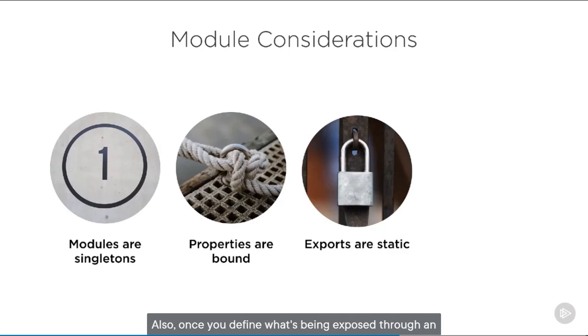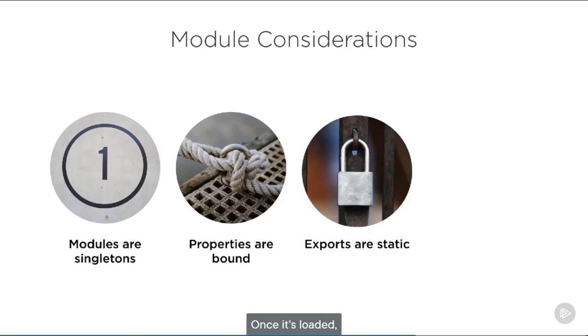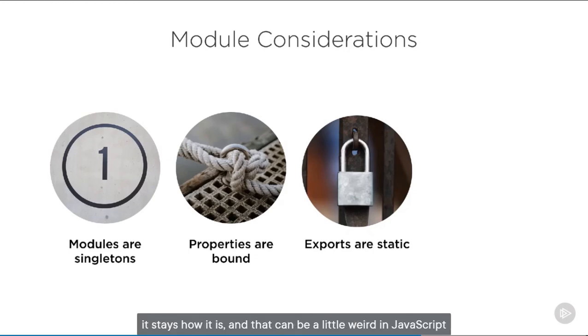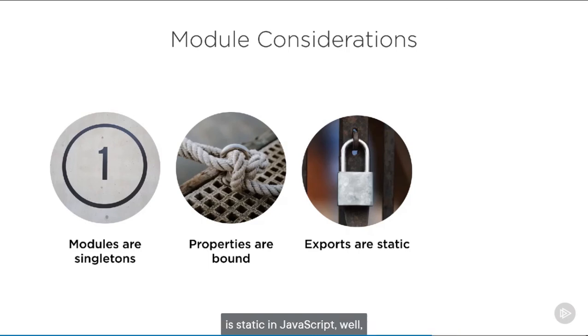Also, once you define what's being exposed through an export, you can't change it later at runtime. Once it's loaded, it stays how it is. And that can be a little weird in JavaScript, where you can normally change anything at runtime. Nothing is static in JavaScript, well, except that the things you're exporting out of a module, those are static.